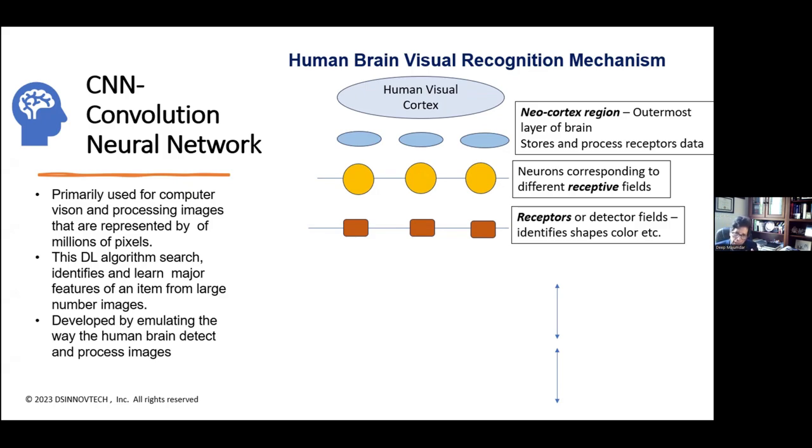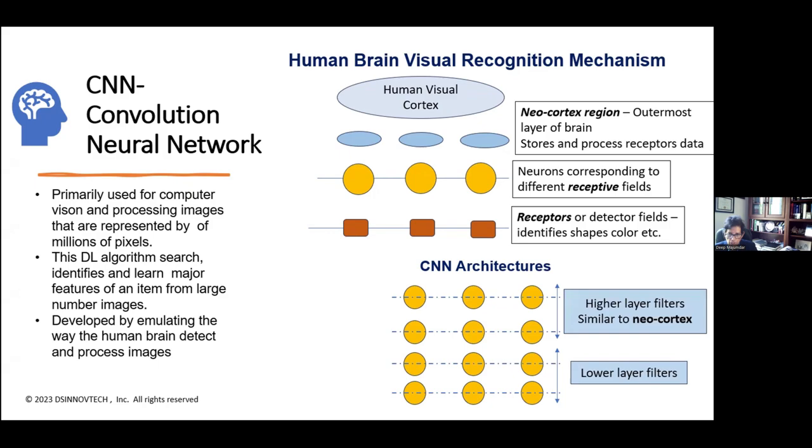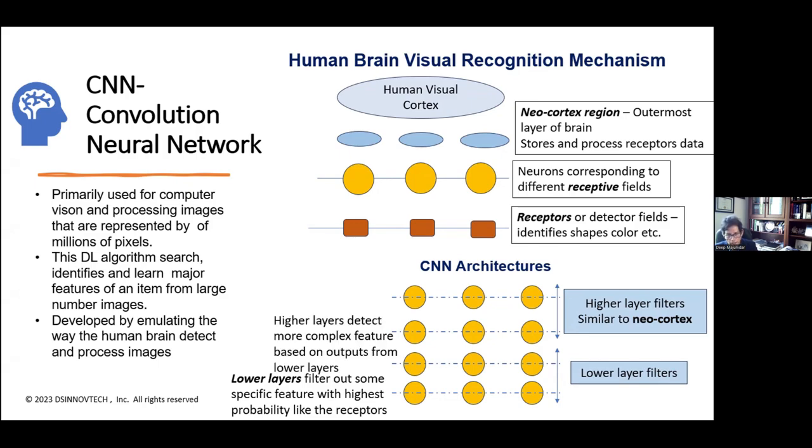With that understanding, people tried to develop the CNN architecture, where they use multiple layers, which could be hundreds of millions of layers, and break this down into lower filters with a probability distribution, trying to figure out a high-level feature in that particular layer, followed by multiple high-level filters similar to the neocortex. The lower layer filter would detect a specific feature with the highest probability, then the mid and higher layers detect more complex features based on the output from the lower layer, and then the highest layer will identify the image. That's the concept they try to follow as much as they can.